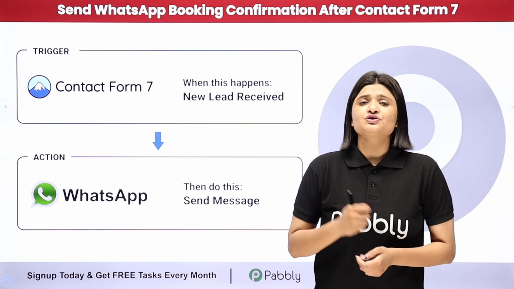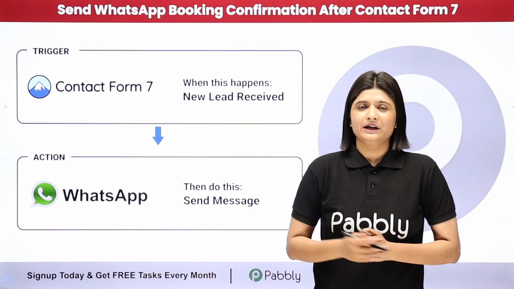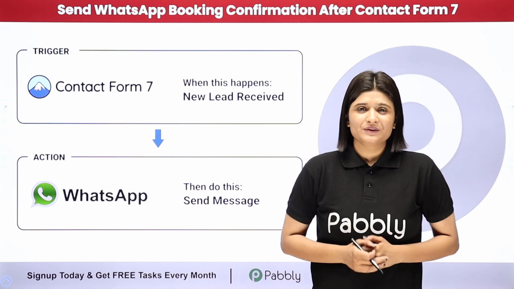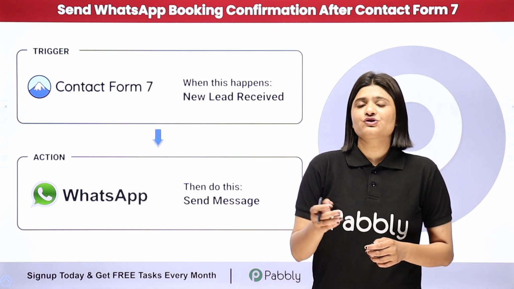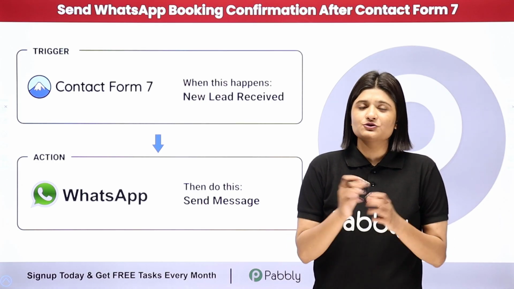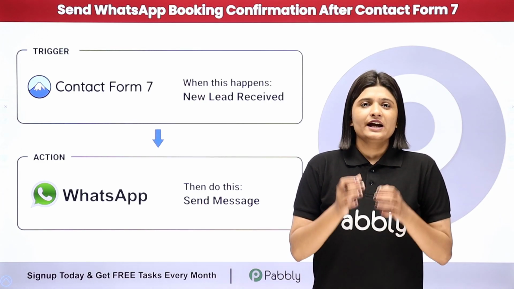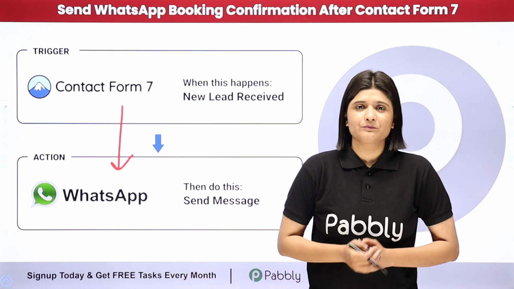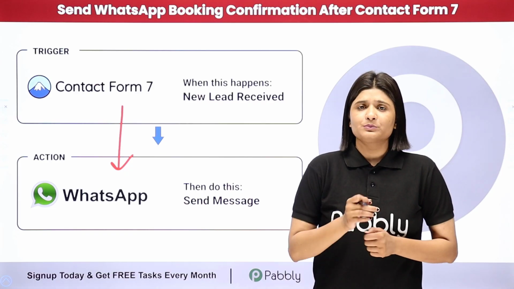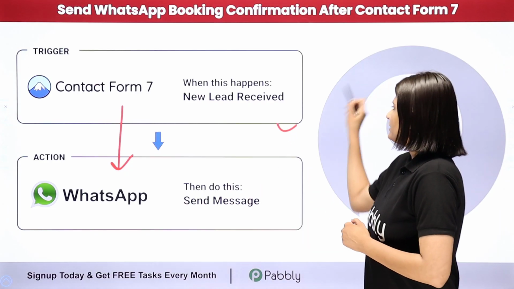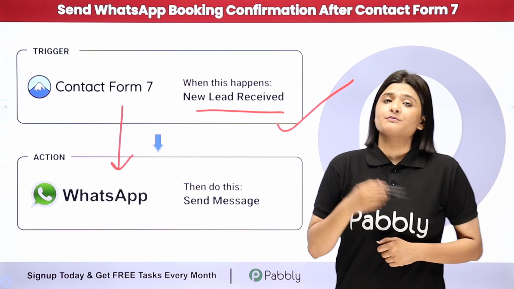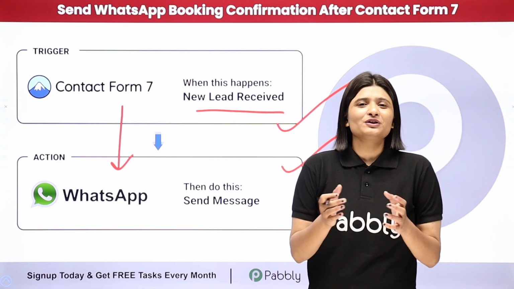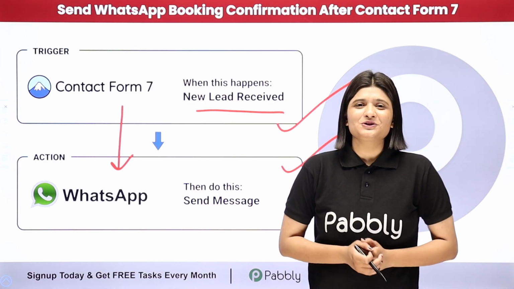Doing this manually will consume a lot of my time, so I've completely automated this process. And to do this automation, I'm going to use Pabbly Connect. Pabbly Connect is an amazing automation and integration software which requires no coding or programming skills. Here I just need to build a connection between Contact Form 7 and WhatsApp Cloud API. With the help of Pabbly Connect, I am going to build this connection in such a way that whenever I receive a new lead or a new form submission, automatically a WhatsApp message will be sent to this lead. Now if you want to learn the step-by-step process, then let me take you all to my screen.